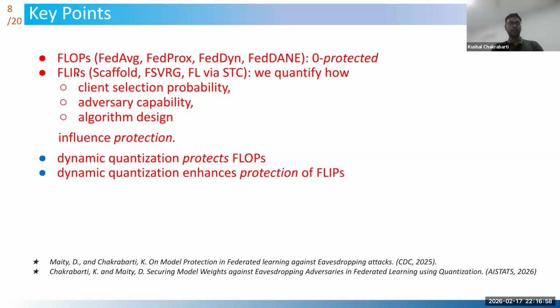And for flip algorithms, we'll see that there is some amount of inherent protection, and we'll try to quantify the amount of protection given a number of parameters, like the design of the algorithms, the capability of the adversary who is eavesdropping, and how frequently a client is being selected in the federated learning process, and how all of these factors influence the protection amount for the flip category.